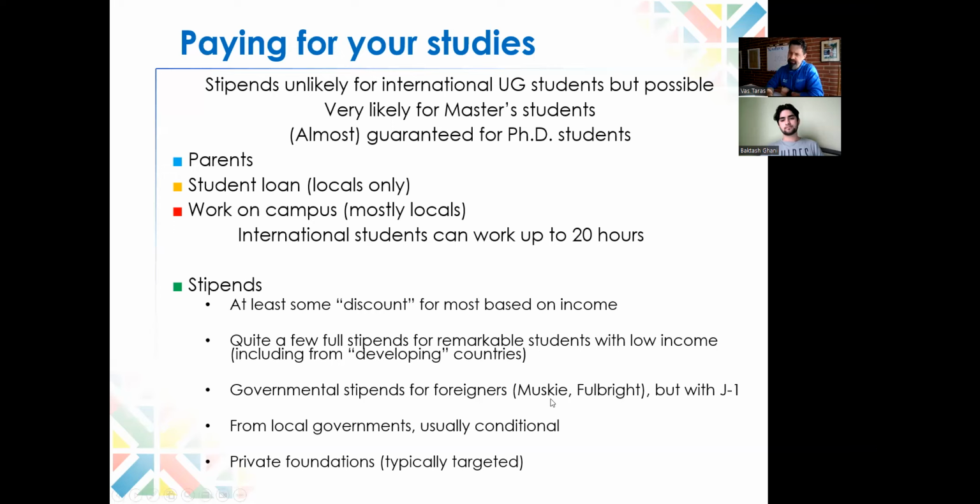Usually those require a separate application, and usually they have a separate process, but there are some governmental stipends like that. The catch with Fulbright and Muskie, in my case at least, was that I did not choose the school. I applied for the stipend, and then they said, okay, we are sending you to Dallas, Texas. Which was fine, I was very happy there. But it also comes with a J-1 visa, which has some restrictions, and we'll talk about that some other time.